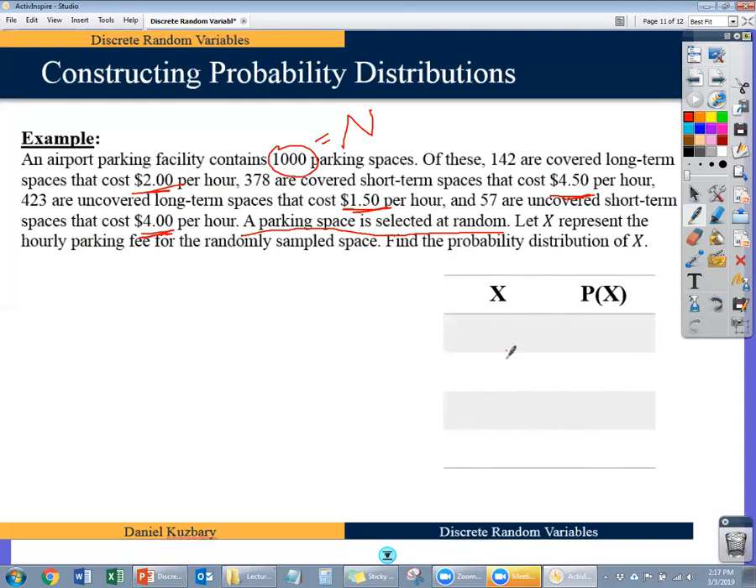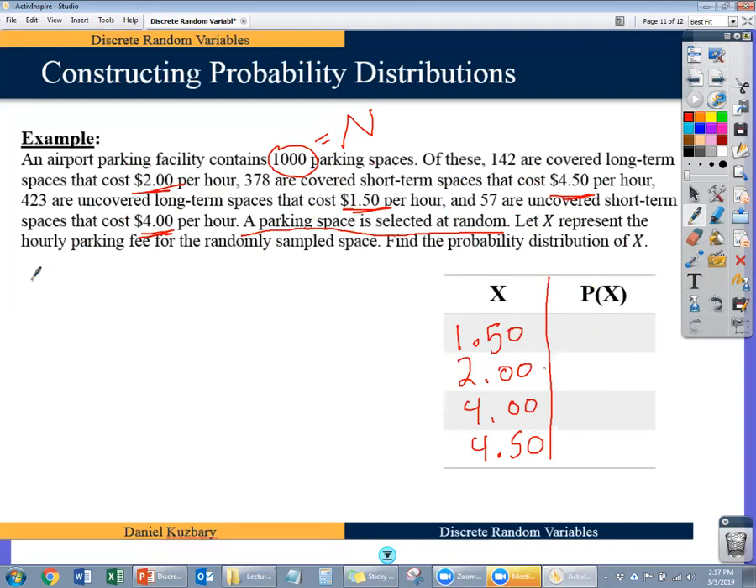And so I'm going to list those in my table down here. I'm going to list these 4 X's, and I'll go from least to greatest because that's usually how this is done. So I've got $1.50, I've got $2, I've got $4, and I've got $4.50. And then I want to find out the probability I randomly select one of these 1,000 parking spots and end up in one of these 4 categories.